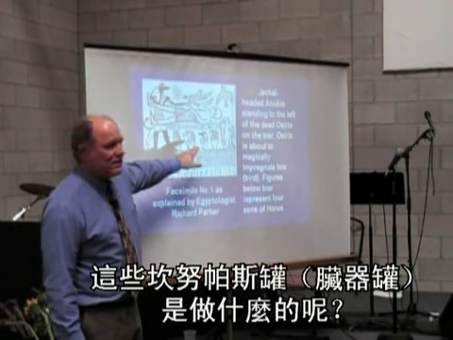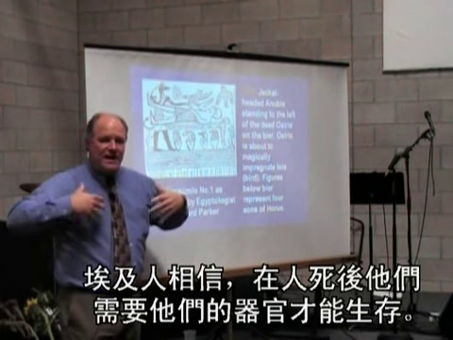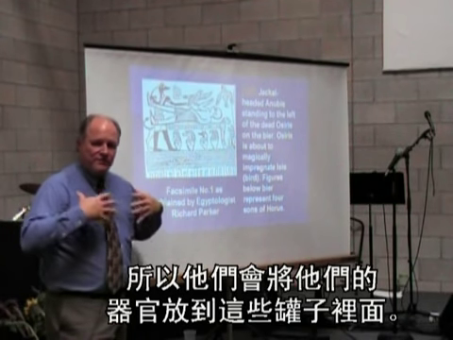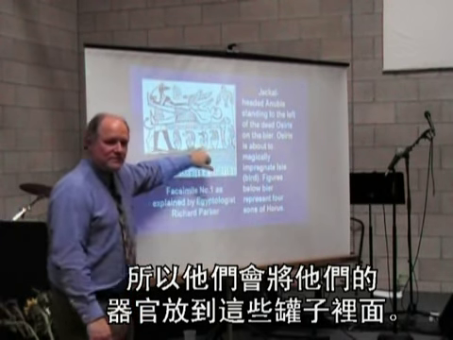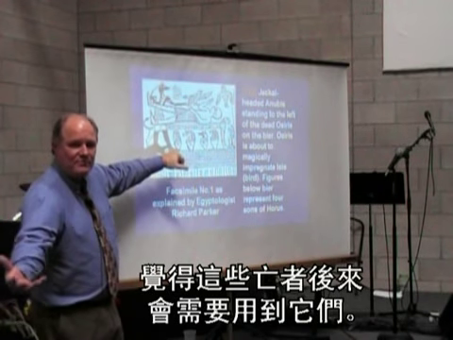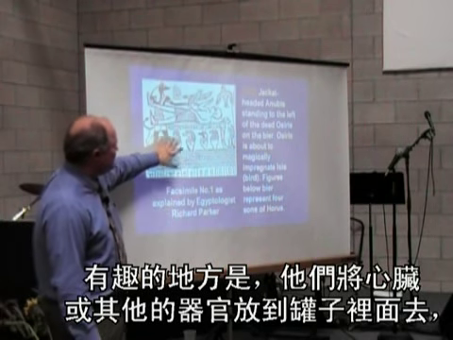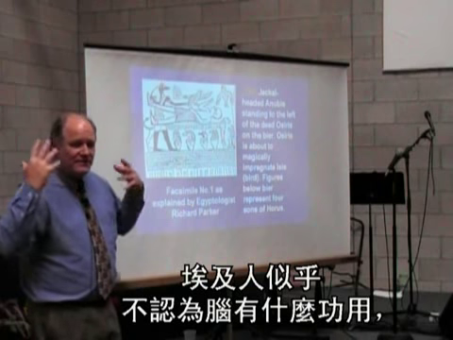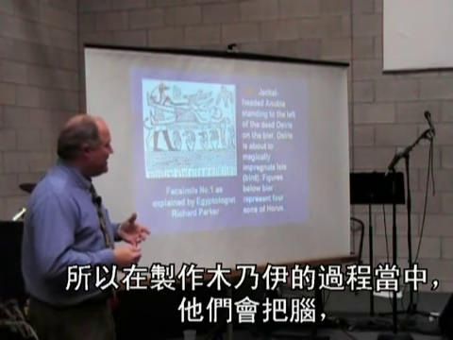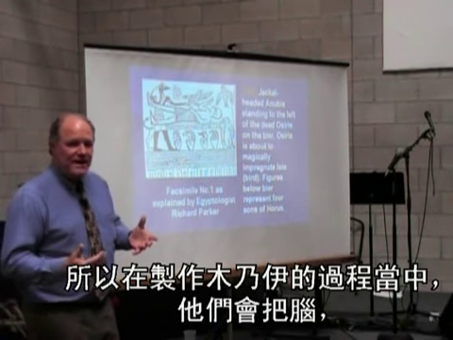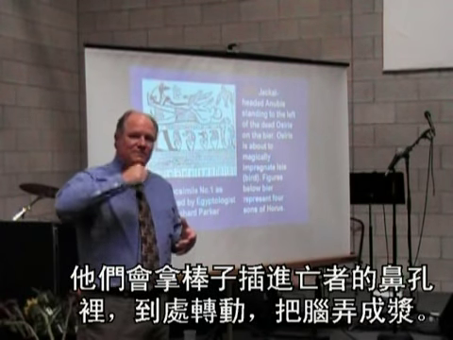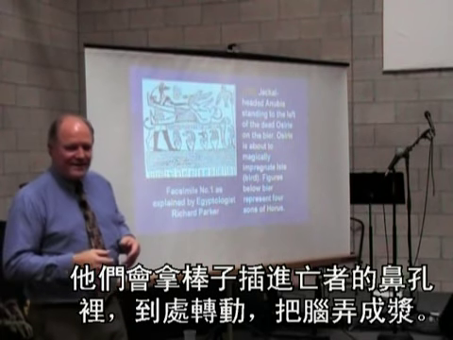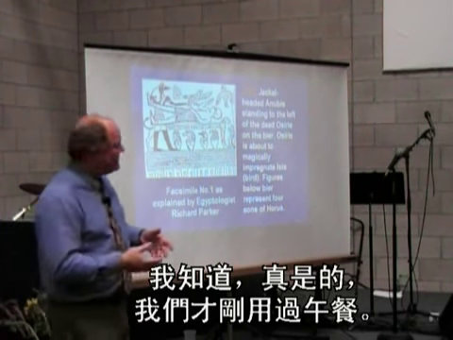Now, what are canopic jars? The Egyptians believed that in the afterlife they needed part of their organs to survive, and so they would put their organs in these jars, feeling that the deceased would need them later on. Now, what's interesting is they would put things like their heart in these jars, but they didn't put the brains in there. The Egyptians didn't think the brains had much to do with anything, so what they would do when they mummified them is stick sticks of some sort up the nostrils of the dead and swish them around and liquefy their brains. I know, this is right after lunch too.